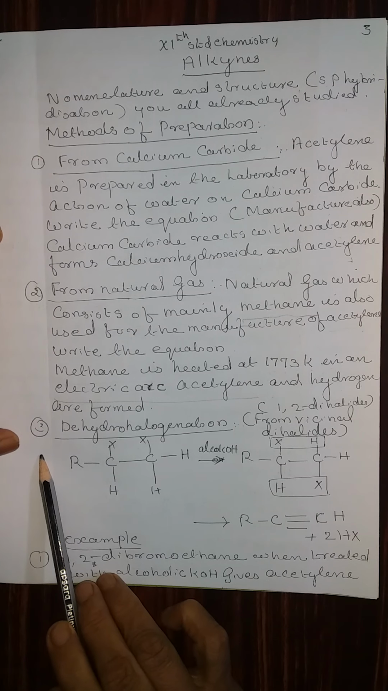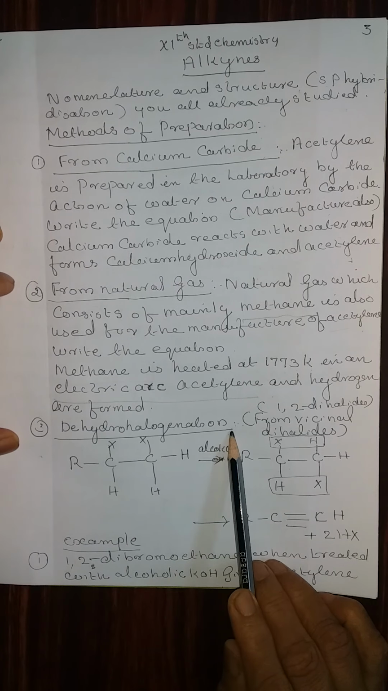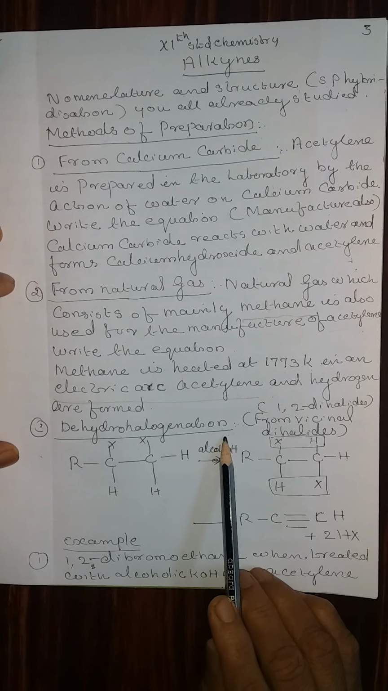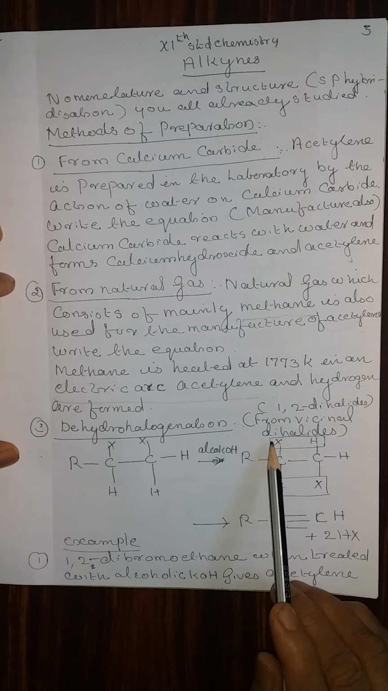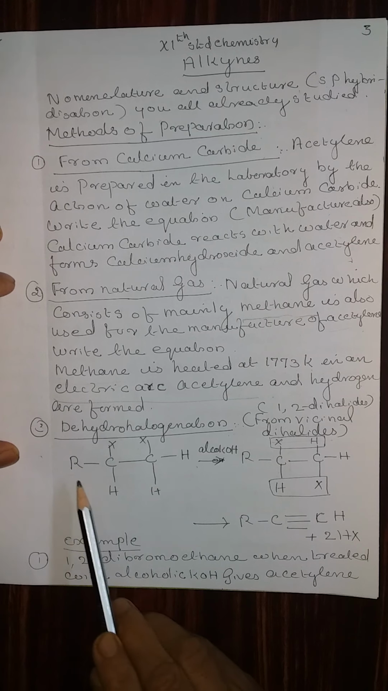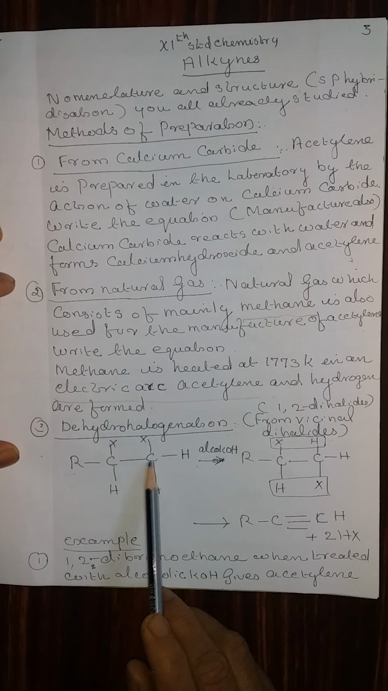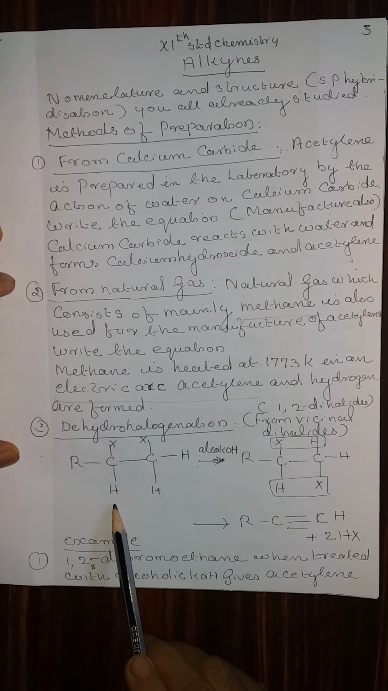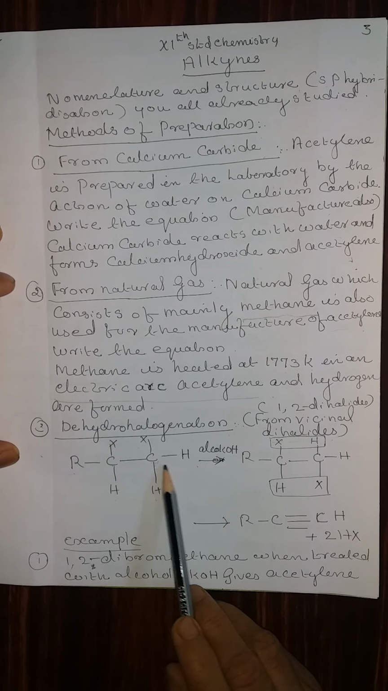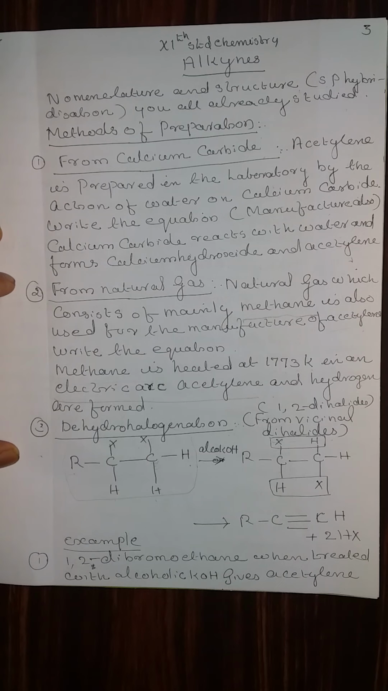Third method of preparation, dehydrohalogenation. The meaning is removal of hydrogen and a halogen. Therefore, from vicinal halides, whose chemical formula is given here: R-C with a halogen group, and a halogen group very close to each other on the next carbon atom, and the fourth valency of this carbon is satisfied by H. This is the general formula of a vicinal halide.